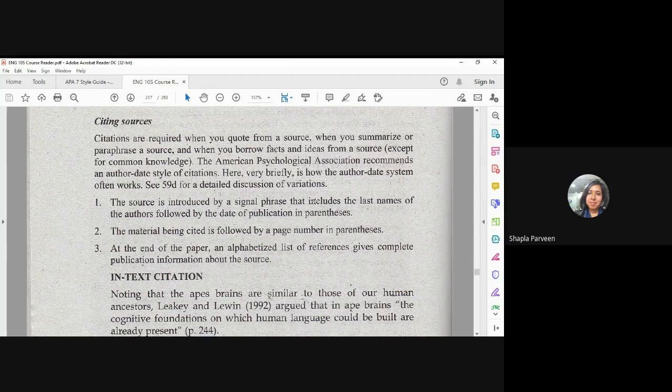So you need to apply both summarizing and paraphrasing. Paraphrasing is not easy actually. It's kind of difficult because when you rewrite in your own words, you've got to know a lot of vocabulary to make your writing effective, to paraphrase effectively.